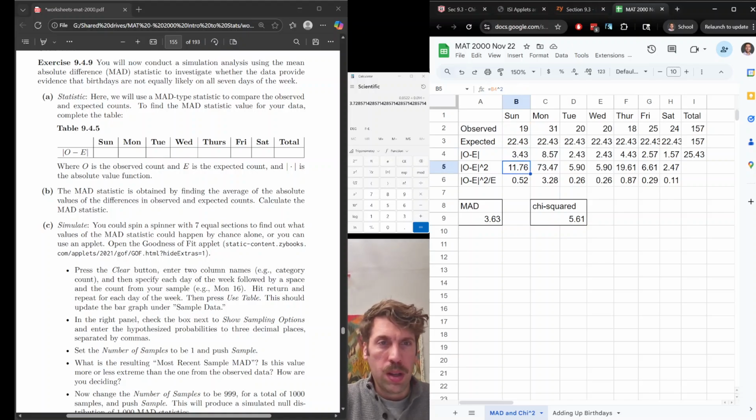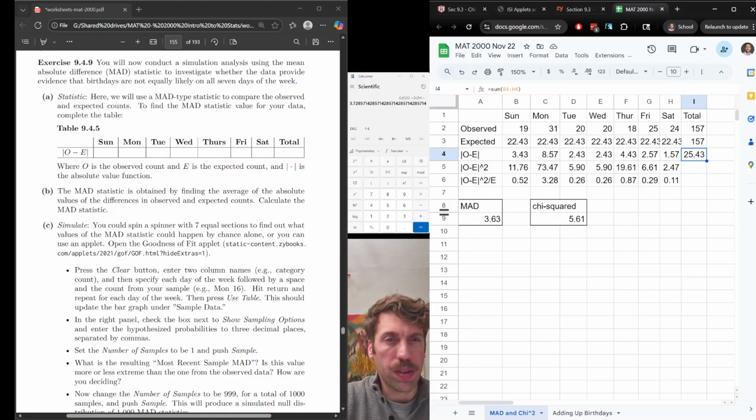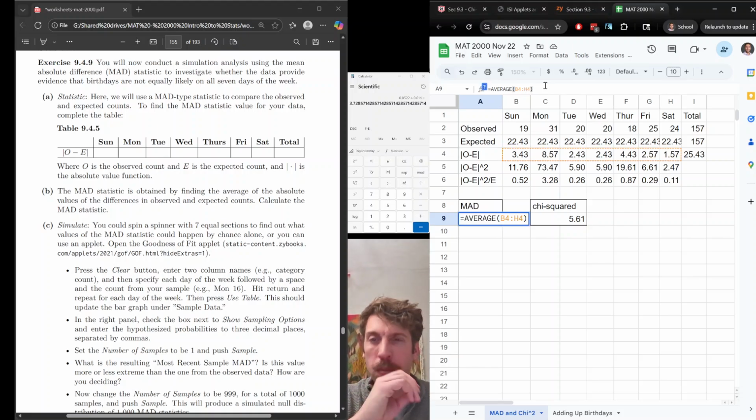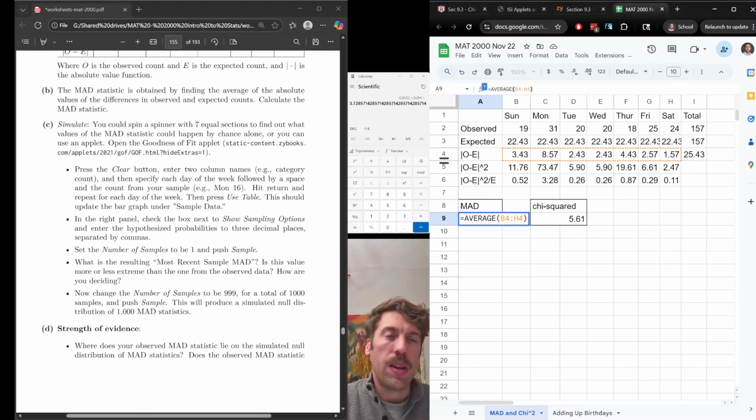Okay. Calculate the MAD statistic. All right, so my MAD statistic is this number divided by 7. The MAD statistic is obtained by finding the average of the absolute value of the differences in observed and expected counts. So then I do the average of all of those absolute values. Simulate. Now you could spin a spinner with 7 equal sections to find out what values of the MAD statistic could happen by chance alone, or you can use an applet.